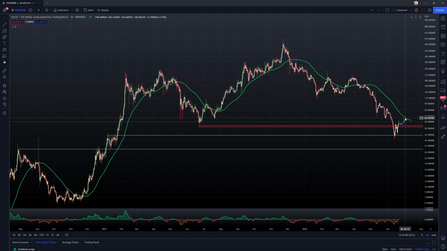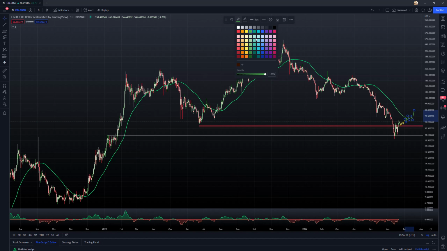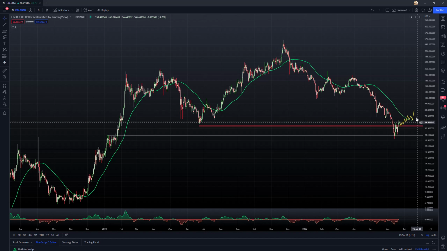We want to see price action start to reclaim this level and hold it as support. So something like this, where we maybe consolidate below it for a little bit and then break above it, hold it as support, and then start trending back up. This would be extremely bullish for EGLD because it would show us a shift from holding this as resistance into support.